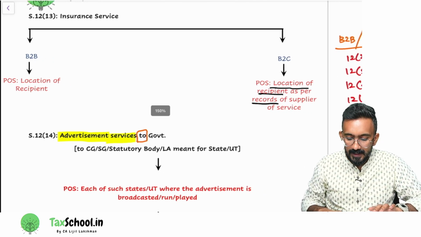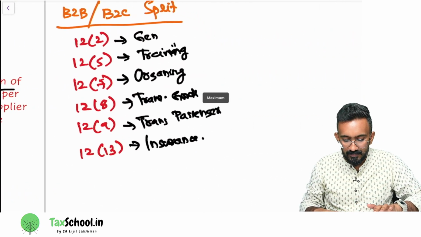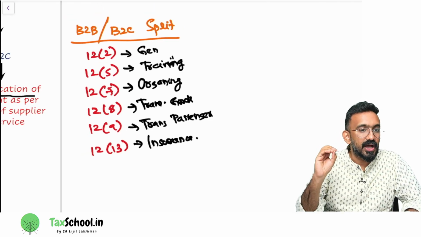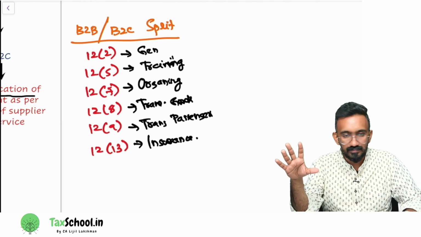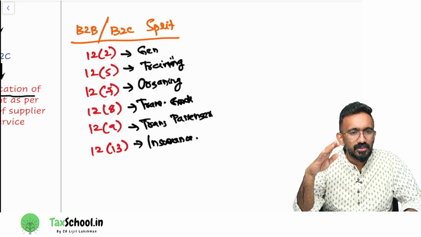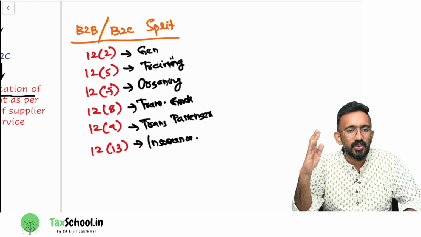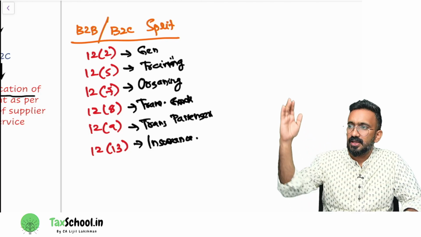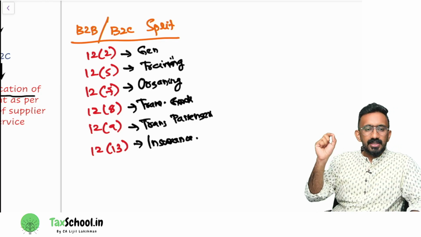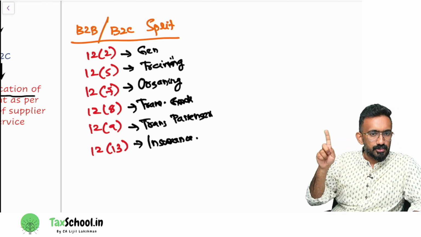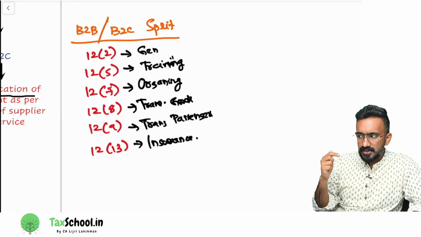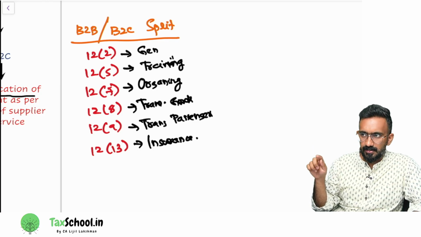Look at the entire section 12, there are 6 cases where you have a B2B, B2C split. So when any of these cases comes in, you have to remember that if it's B2B, then the location of the recipient would be the place of supply. What are those cases where you have a B2B, B2C split? 12 subsection 2, general cases, you have a B2B, B2C split. If it's B2B, location of recipient; B2C, the address if there, if not, location of supplier.